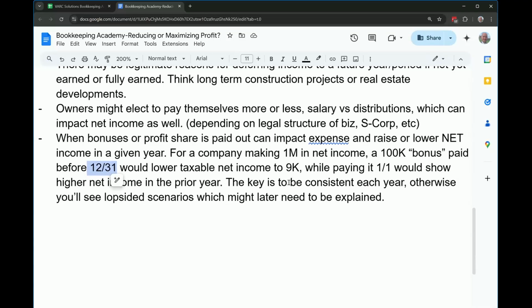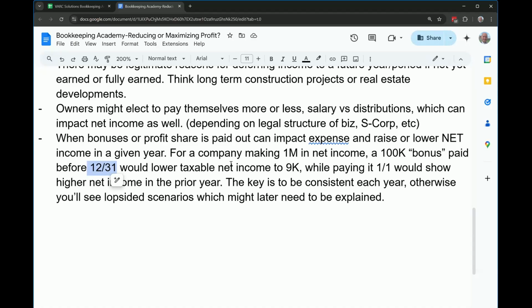So when you talk about that, you kind of get into a game of, I don't know if this is the right phrase, cat and mouse. Am I doing any good by deferring this bonus till 1/1? Well, it depends, right? There's not necessarily a good or bad about that. If you pay people bonuses before 12/31, it shows up on their W-2, which means their taxes are going up. My net income is going down, which lowers my business taxes, right? So there's pros and cons there.